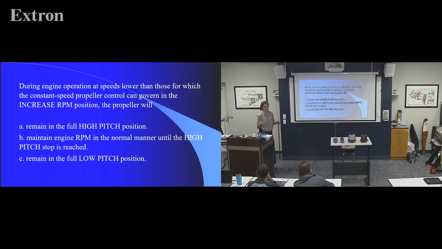Any other questions? And it's the low limit because you don't have oil pressure. So that would depend, it can't govern if it's your oil. And also it can't physically go lower because of the stops. Yeah.